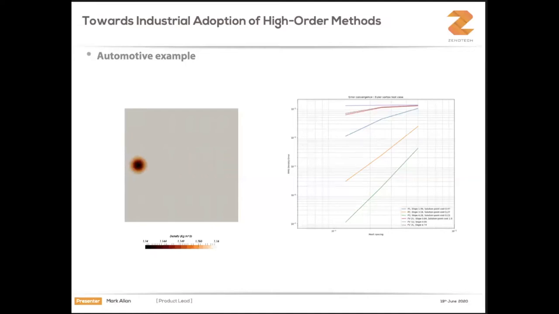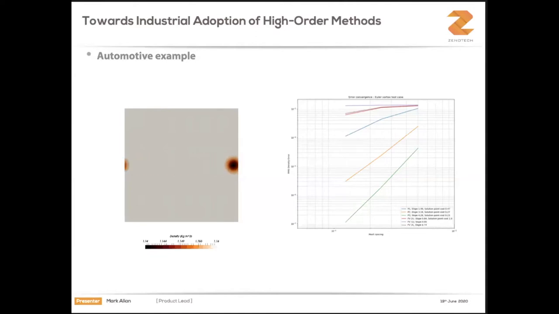But what was of particular interest to us was the fact that if we take the total simulation time, divide that by the number of solution points, we get a cost per solution point. And what we see is that as you go to higher orders of accuracy, the cost per solution point goes down by virtue of the numerical efficiency of the method.